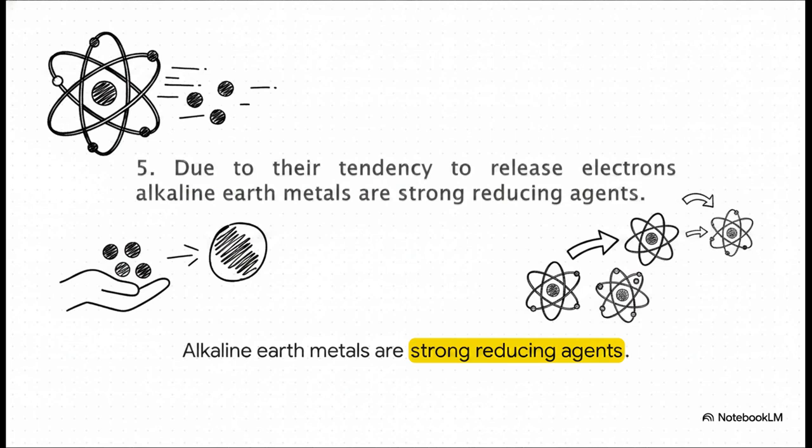Alkaline earth metals are strong reducing agents. Being highly electropositive basically means their whole chemical identity revolves around giving away their electrons. By forcing other elements to take their electrons, they reduce those other elements. They're essentially the ultimate chemical donors of the periodic table.